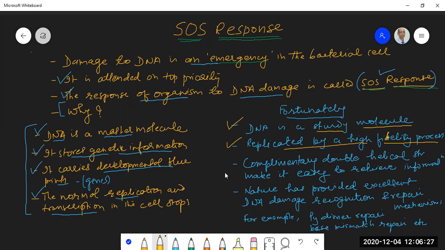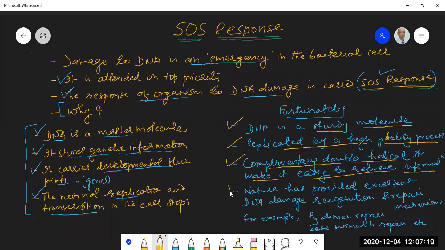Moreover, structurally, this complementary double helical structure makes it easy to retrieve the information as long as one of the strands is intact. If only one of the two strands has been damaged, because of the complementary double helical structure, it is always easy to retrieve the information. It is always easy to synthesize the damaged strand, because you know what needs to be synthesized. The information is there on the other strand, right? So see the importance. See why nature has provided this complementary double helical structure. Right? So the complementary double helical structure makes it easy to retrieve the information.